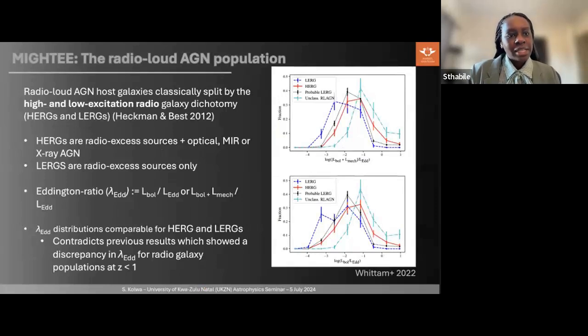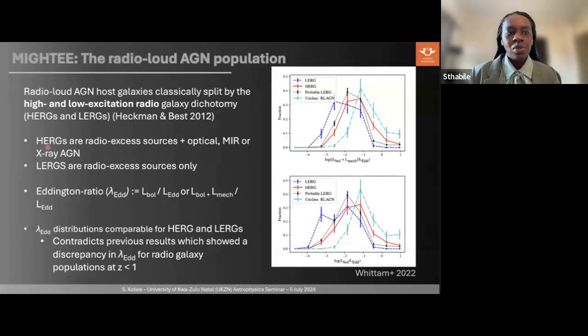So using the catalogues that come about as a result of these multi-wavelength classifications, this paper looked at the high and low excitation radio galaxy dichotomy, which has been well studied up to redshift 1, and that's outlined in this very popular review. High excitation radio galaxies generally have Eddington ratios between 1 and 10%, whereas low excitation radio galaxies have Eddington ratios below 1%. So the HERGs, super Eddington, the LERGs, sub Eddington.